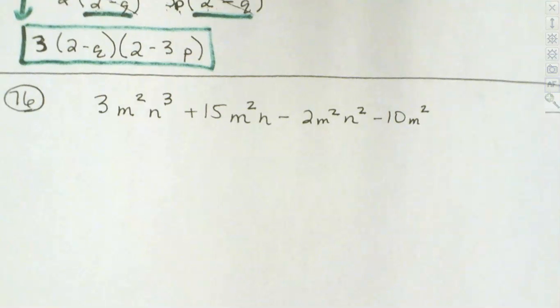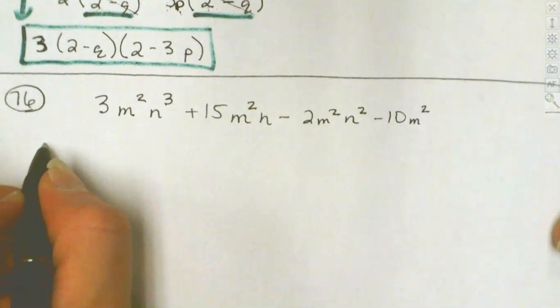Now, look at the variables. In this case, there is a variable that's in common. All of these have m's, and all of these have m squared. So notice how they all have an m squared. So we're going to factor out an m squared because that's in common.